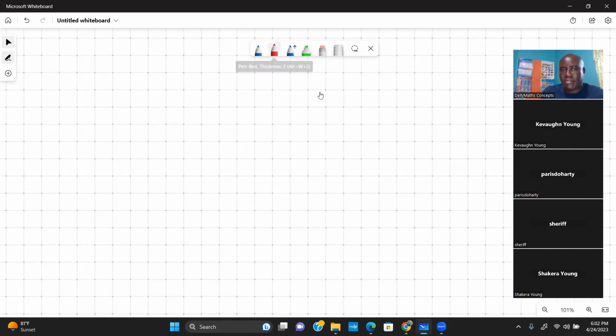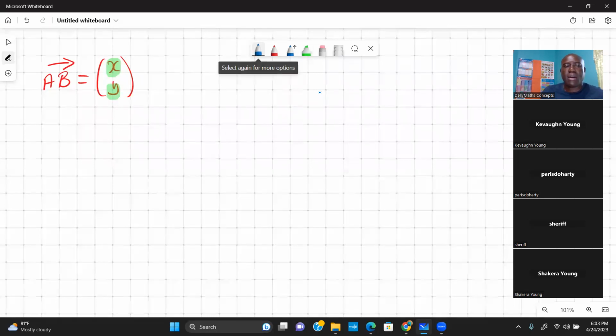So be advised that sometimes you could be given a vector in a form like that, where we know that we get a number at the top and a number at the bottom, and we know what those are, X and Y values. So you can get the vector like that.